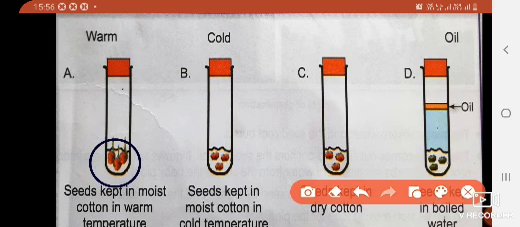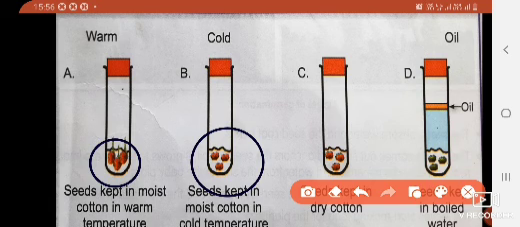Next, seeds kept in moist cotton at cold temperature. If the temperature is cold, then the seed will not receive warmth. Then the seed coat will not burst easily, and yes, it will take more time than in hot weather or a hot climate. So over here you can see the seed is not germinating. There is no plumule or radicle coming out of the seed.